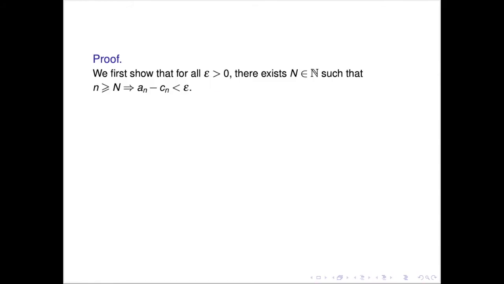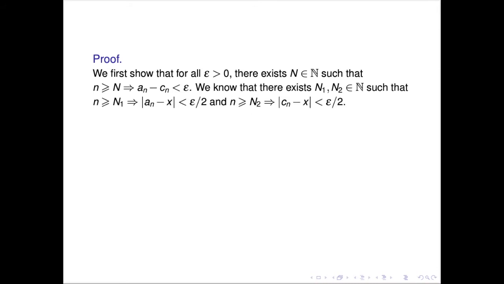The proof comes in two parts. For the first part, we show that for every positive epsilon, there exists a point capital N such that for all little n greater than or equal to capital N, we have that the gap between a sub n and c sub n is less than epsilon. Note that a sub n minus c sub n is always strictly positive, since a sub n is always strictly greater than c sub n.